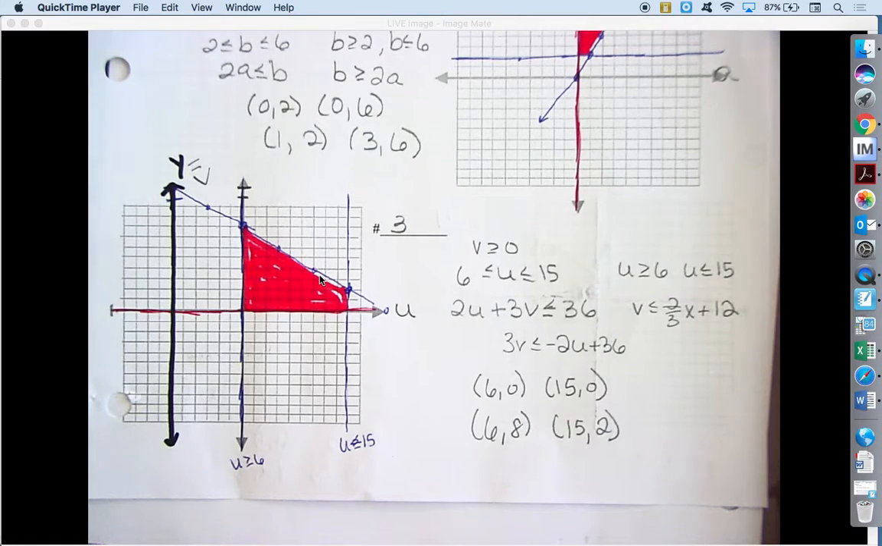But again, u is greater than or equal to 6, or x is greater than or equal to 6. U is less than or equal to 15. So if you counted by 2s, your graph just is squished. It's going to be more narrow than mine. And then solving that third inequality there, negative 2/3 x plus 12.